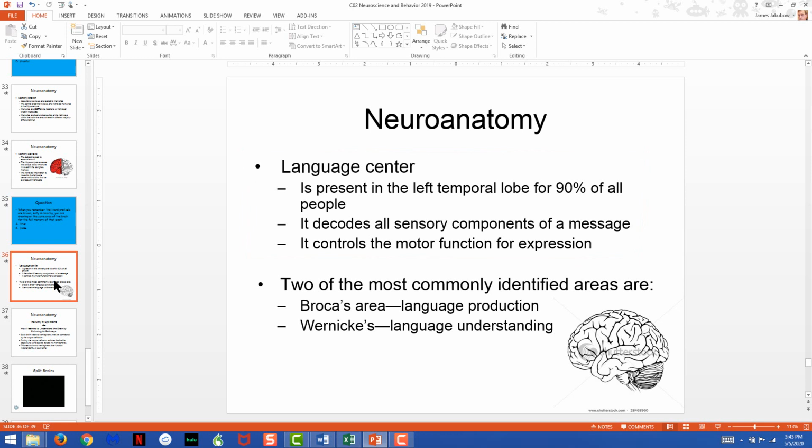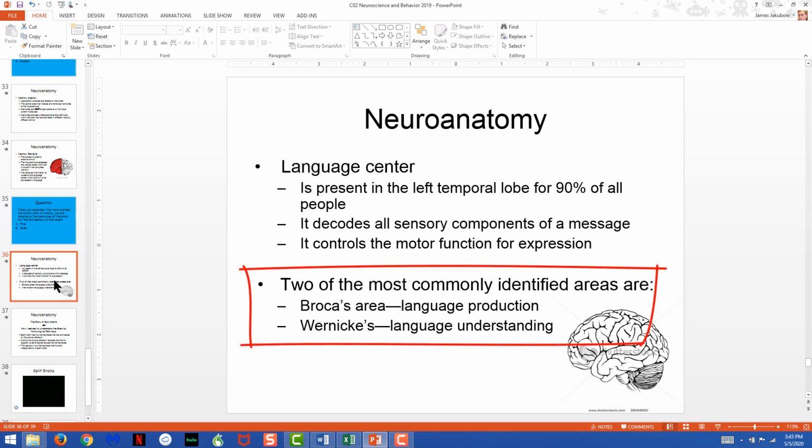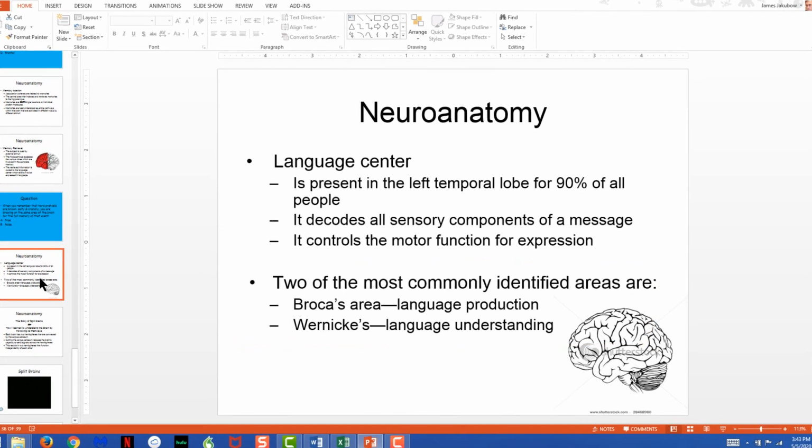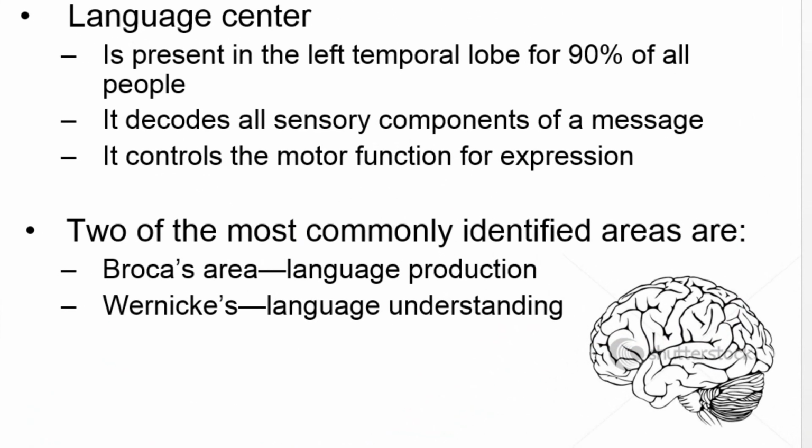Now, typically in a general psychology course, there are 2 areas of the language center that were identified back in the 1800s that kind of led to the beginning of the recognition of where the language center was, or even the fact that we had a language center. And those 2 areas are called Broca's area and Wernicke's area. Broca's area is an area that produces language production. Language production, that is, you making language, you speaking.